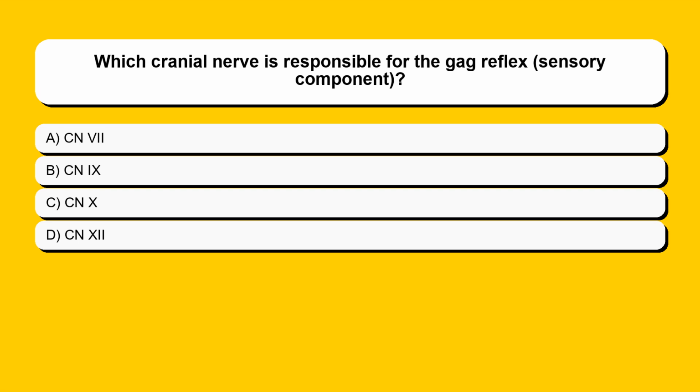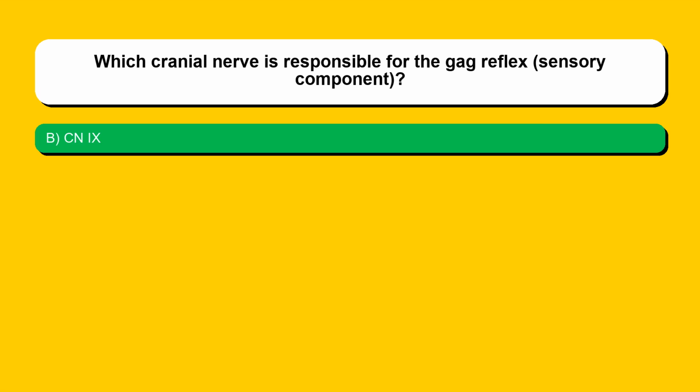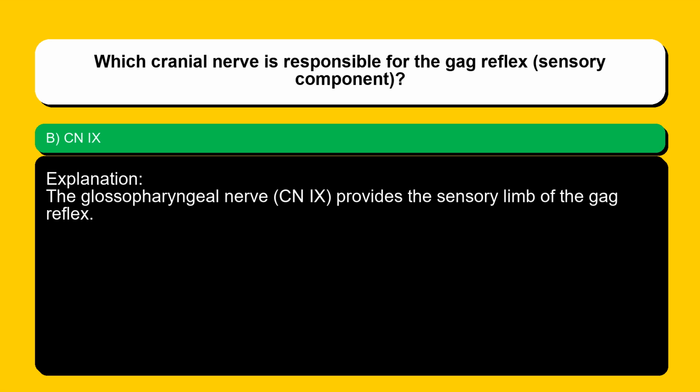Question 13. Which cranial nerve is responsible for the gag reflex, sensory component? Option A, CN 7. Option B, CN 9. Option C, CN 10. Option D, CN 12. The correct answer is option B, CN 9. The glossopharyngeal nerve, CN 9, provides the sensory limb of the gag reflex.